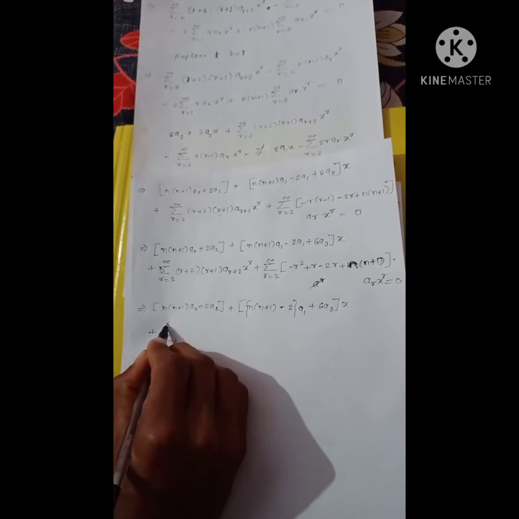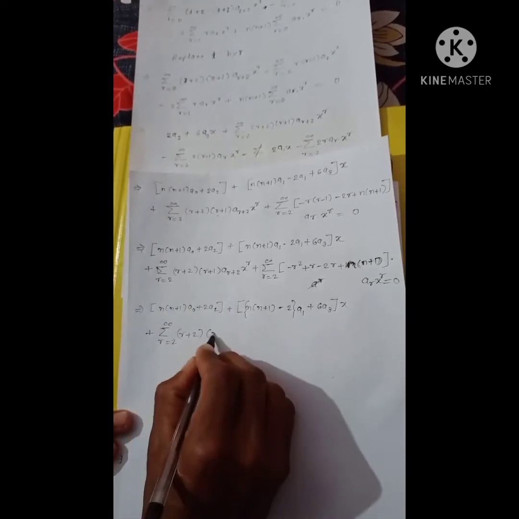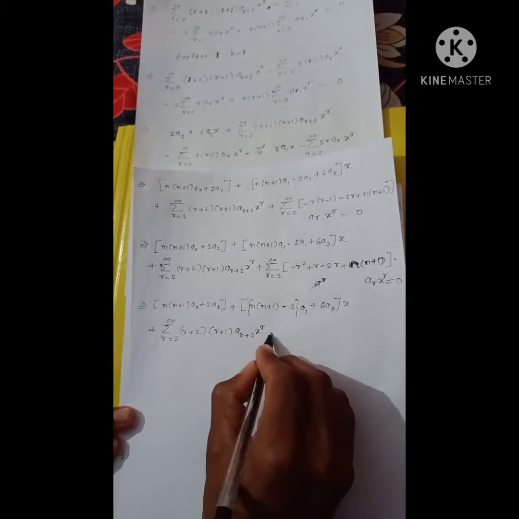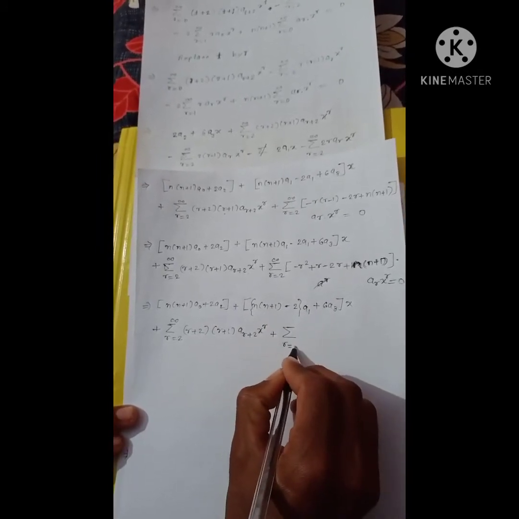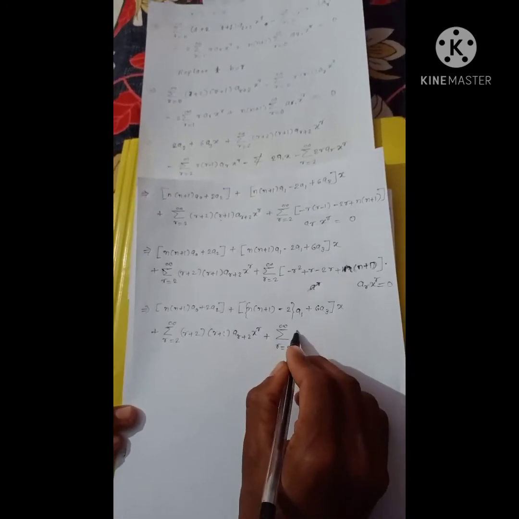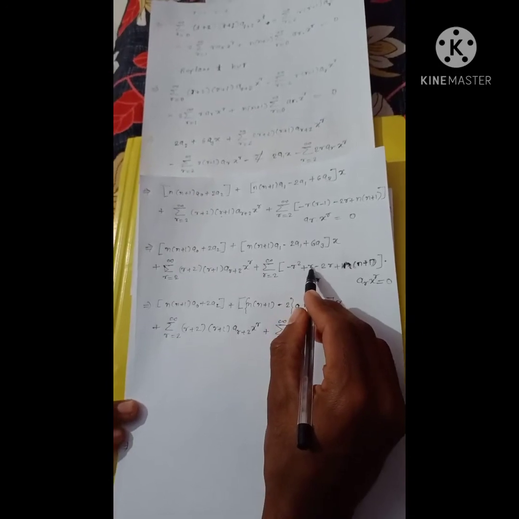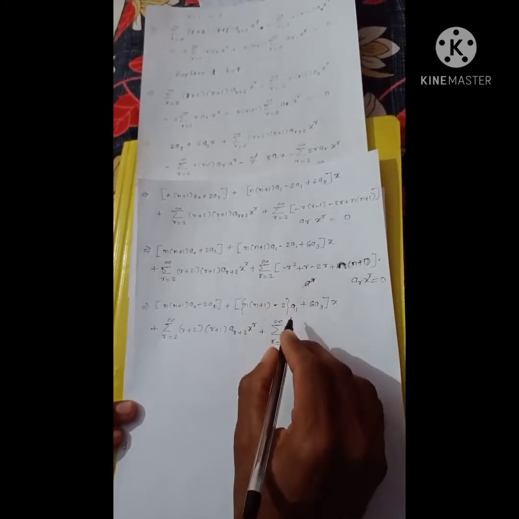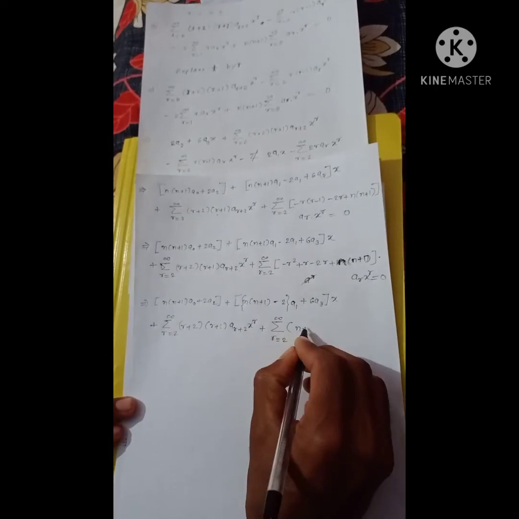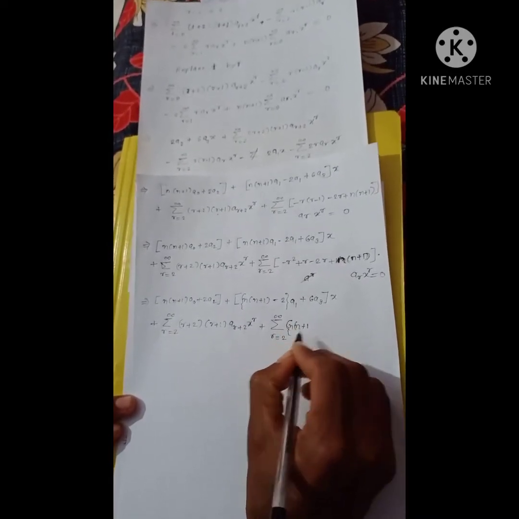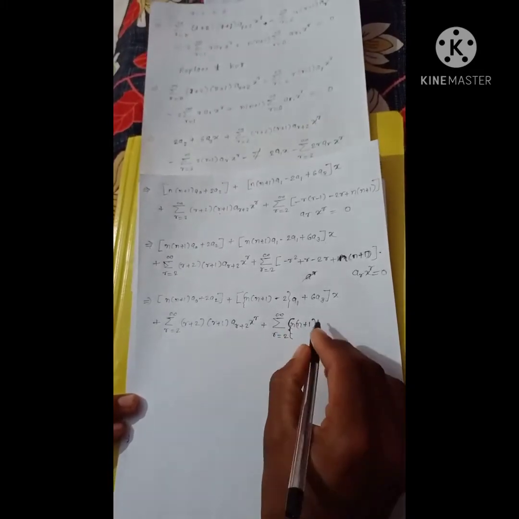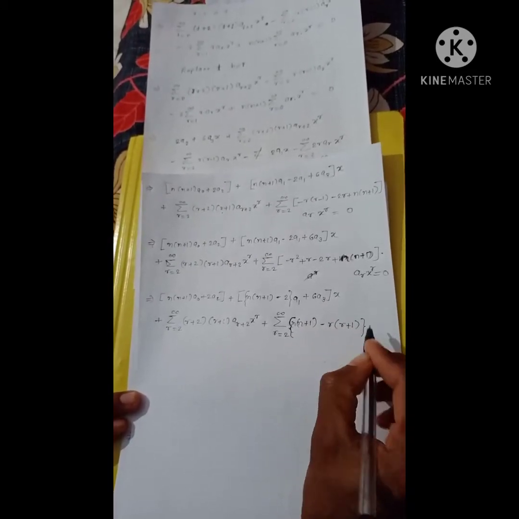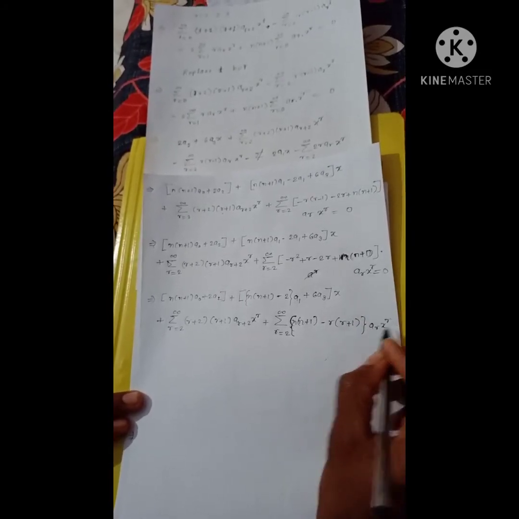summation r equal to 2 to infinity r plus 2 into r plus 1 into a r plus 2 into x to the power r, and summation r equal to 2 to infinity, minus r and plus r minus 2r become minus r, so minus r is common, and n into n plus 1 minus r into r plus 1 into ar x to the power r equal to 0.